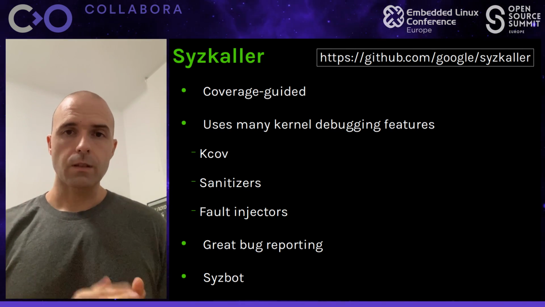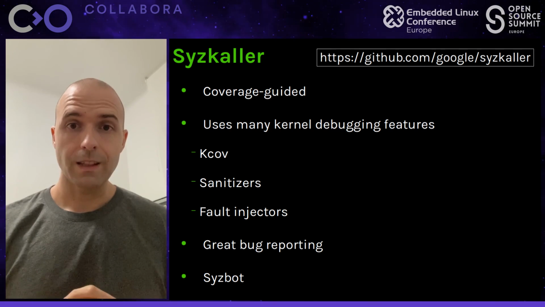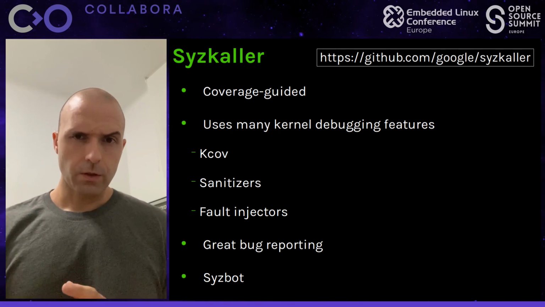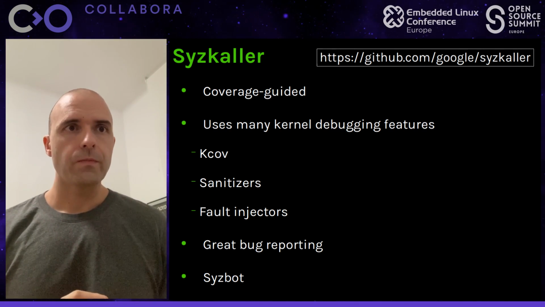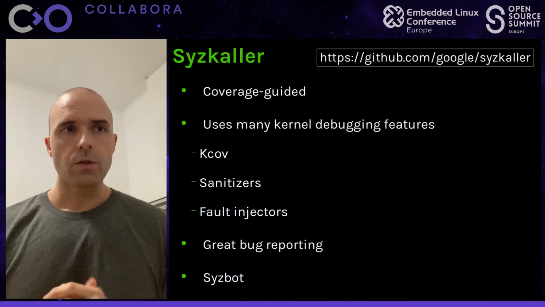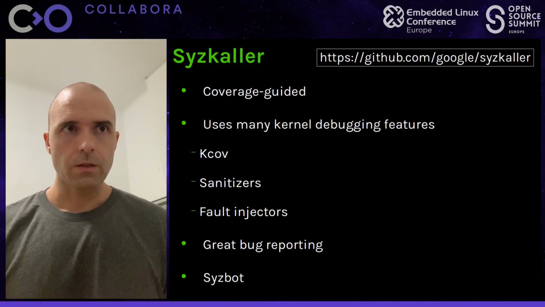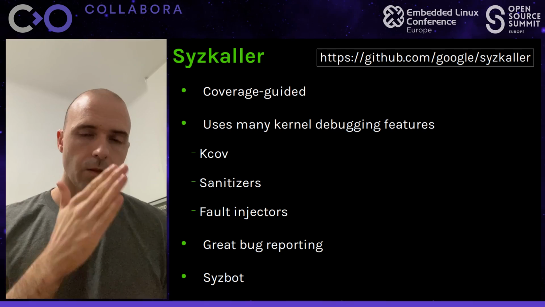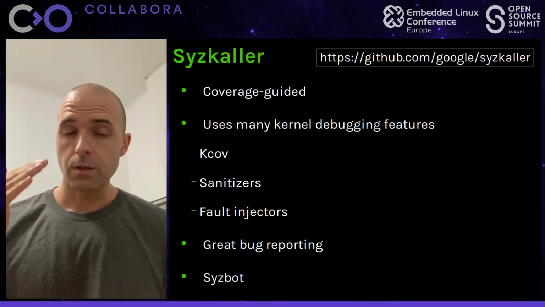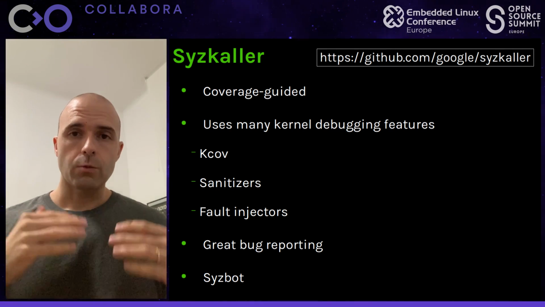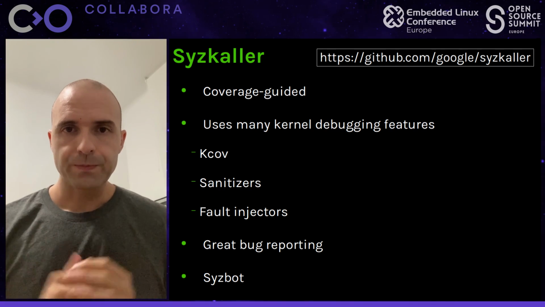So when Syzkaller mutates its test corpus, we're going to see in a while how that works, code coverage is one of the most important aspects of it. This means that a program that covers new kernel code has a greater mutation potential.